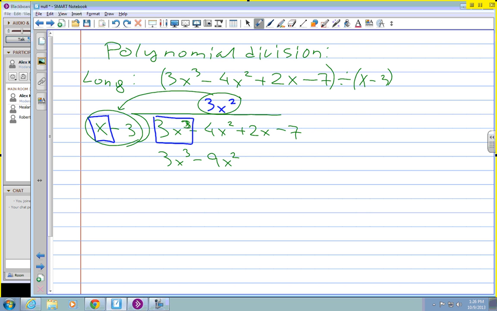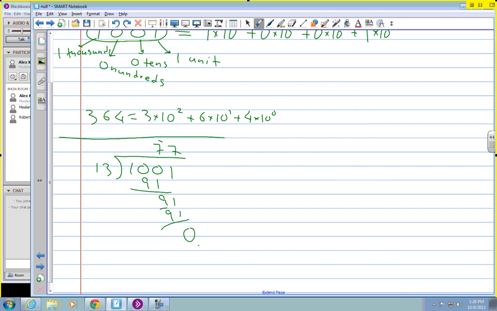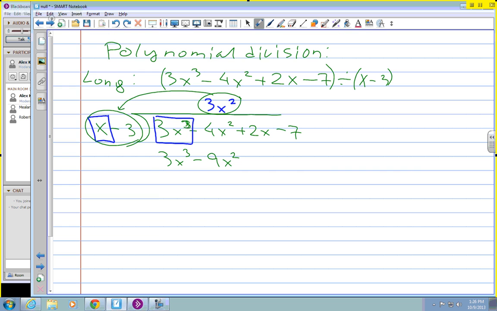It's the same process as before. When we got that 7, we multiplied 7 by the divisor. So that's what I'm doing. Is that okay? And then we subtract, right? When you divide, we subtract here.